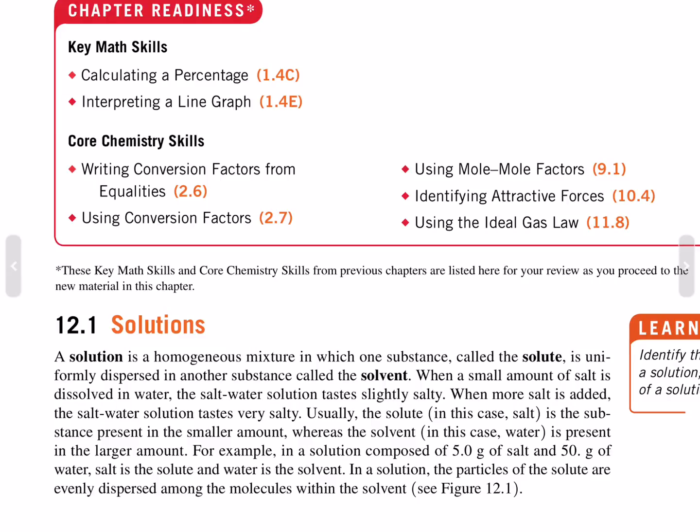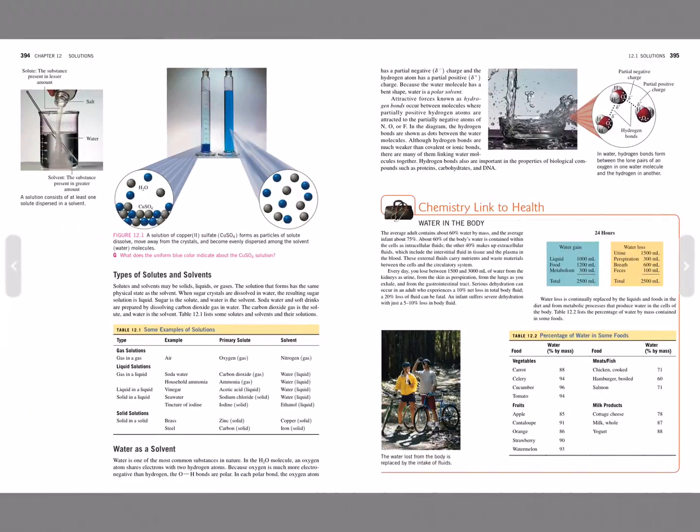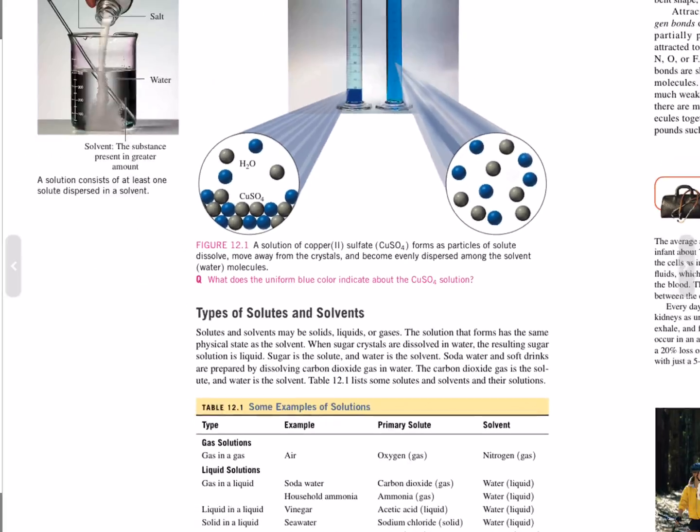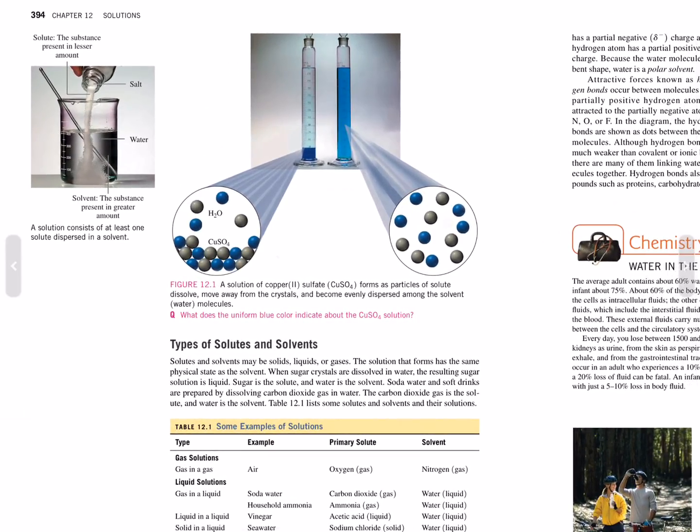For example, in a solution composed of 5 grams of salt and 50 grams of water, salt is the solute and water is the solvent. In a solution, the particles of solute are evenly dispersed among the molecules within the solvent. Figure 12.1. In a solution of copper(II) sulfate, particles of solute dissolve, move away from the crystals, and become evenly dispersed among the solvent water molecules.